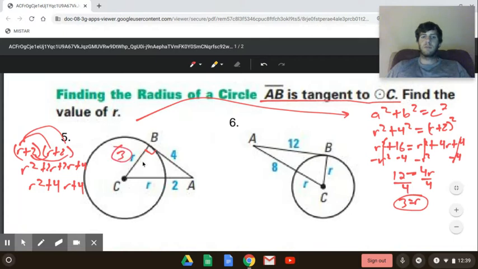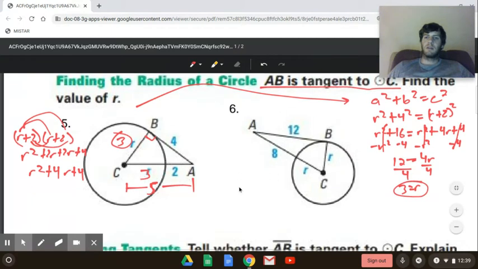So 3 squared plus 4 squared is going to equal 3 plus 2, which is 5 squared. So 3 squared plus 4 squared equals 5 squared. So we're good. Okay, and then 6 is pretty much the same. R and 12 are your A and your B, and then R plus 8 would be your hypotenuse.